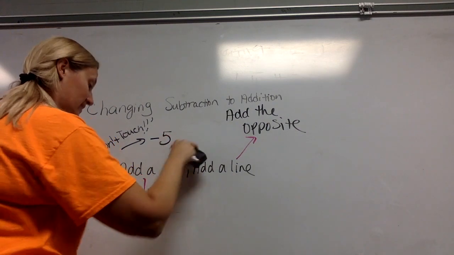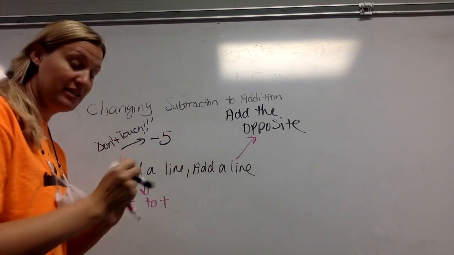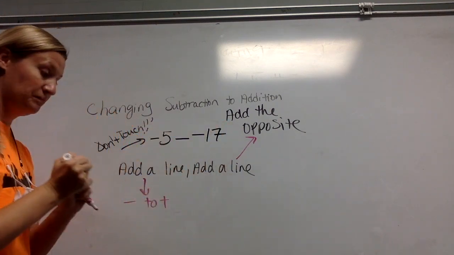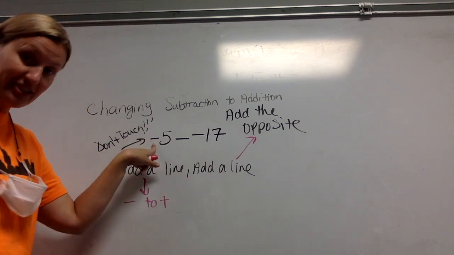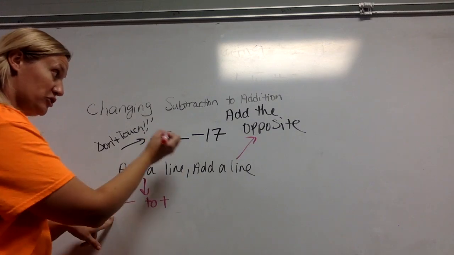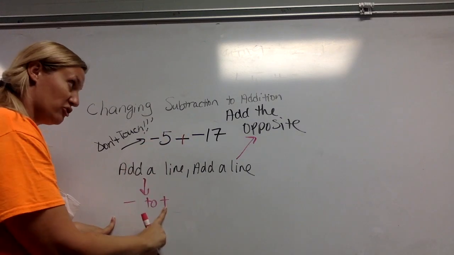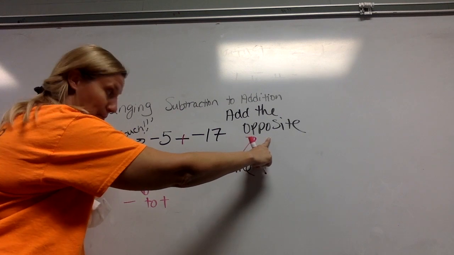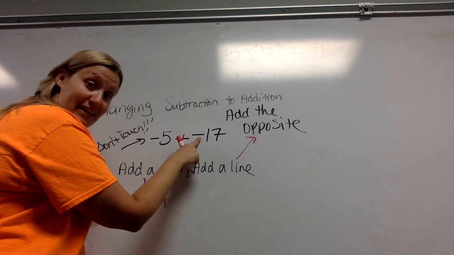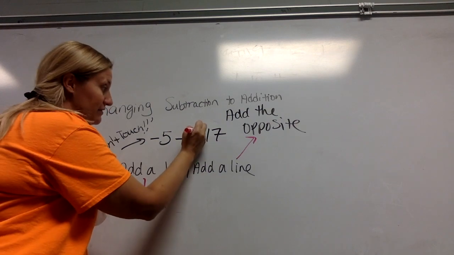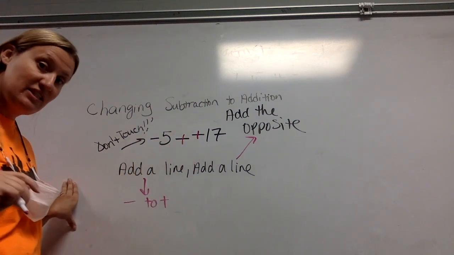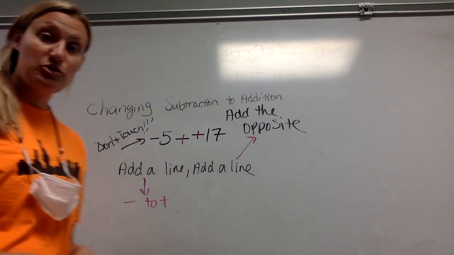Let's try a new one. What if I'm subtracting a negative? So negative 5 minus negative 17. Again, we are not going to touch this first number. This is still the same. I'm going to add a line to change my subtraction to an addition. This is the same. I'm going to add a line to make this an opposite. This is negative 17. The opposite of negative is positive. So I add a line. And what I'm actually doing then is taking negative 5 plus 17. And that is how you change subtraction to addition.